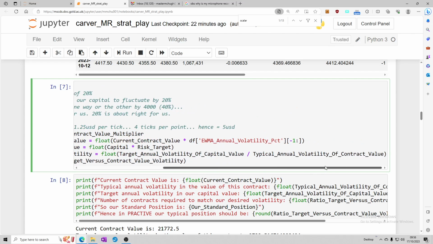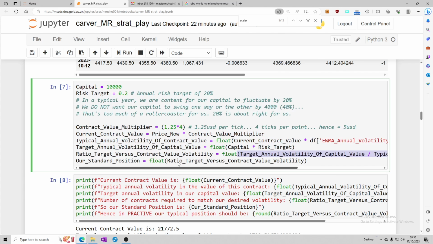If the target annual volatility of our capital is $2,000 and the contract itself has an annual volatility of $1,000, then this number becomes 2, doesn't it? So that our standard position for this contract, we need 2 contracts in order to achieve our desired capital volatility.